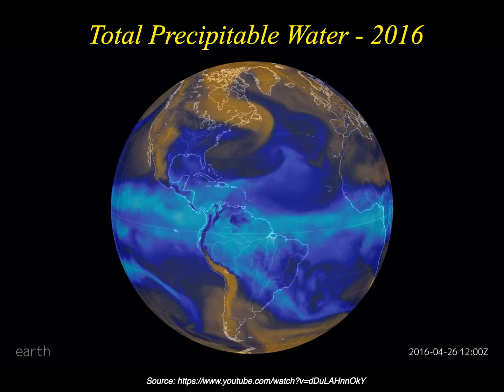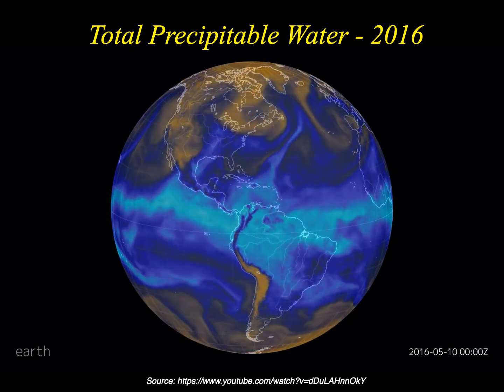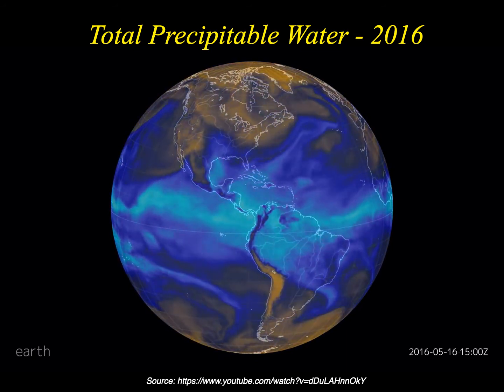And those swirling masses you can see in the Atlantic, those are mid-latitude cyclones. Notice where they get their moisture from originally. It's coming from the Gulf of Mexico.